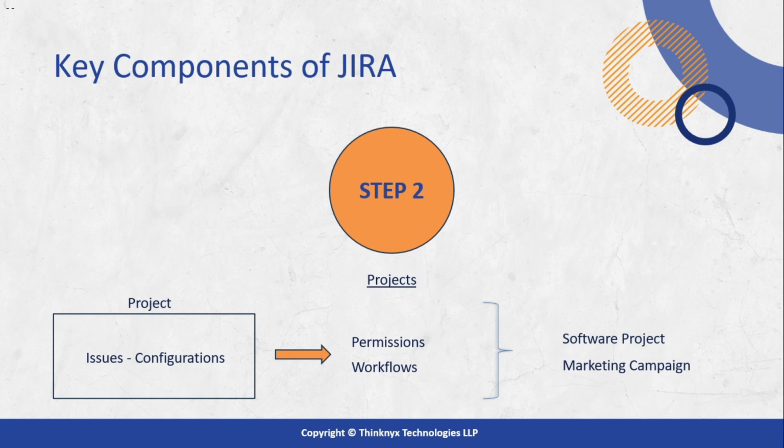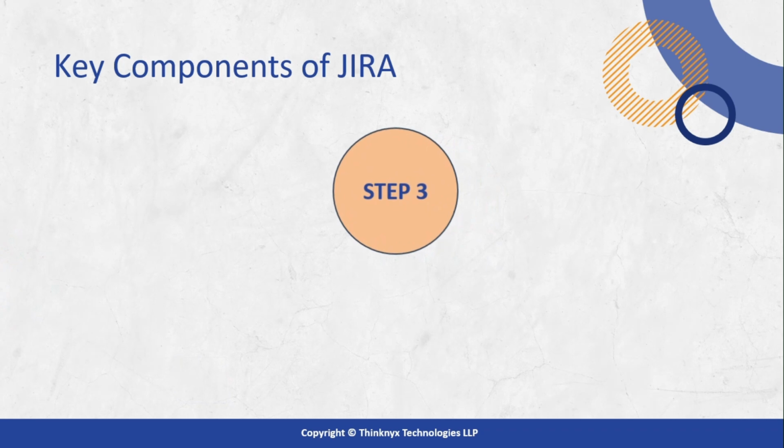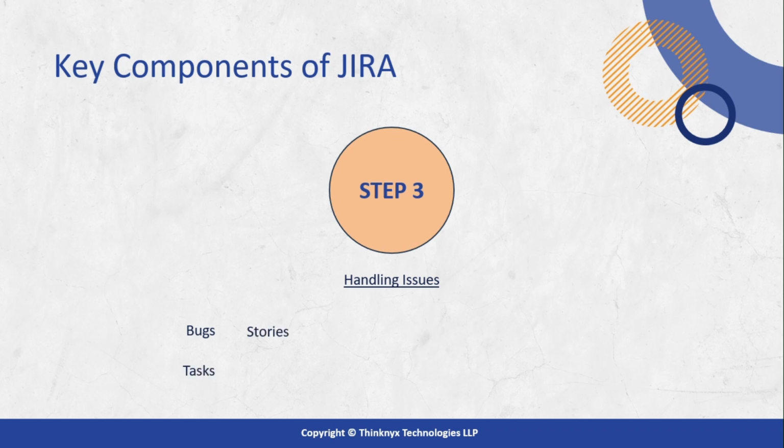Once our project is set up, the next step in Jira is handling issues. Issues are the core work items in Jira, like bugs, tasks, stories, or epics, and we can create, assign, prioritize, and track them. Each issue follows a workflow that defines its life cycle from to do, in progress, to done. We can even customize the workflow to suit our team's process.